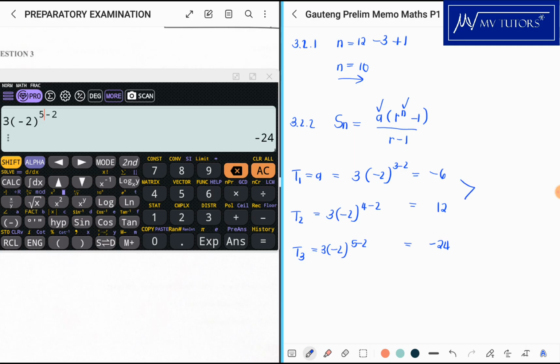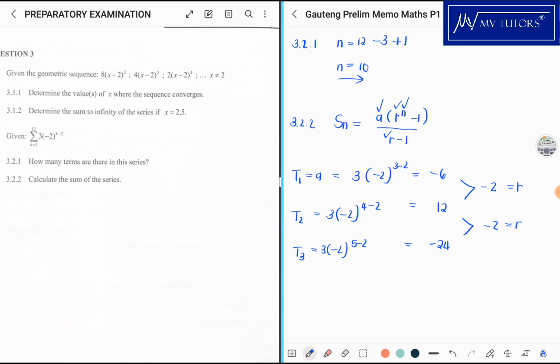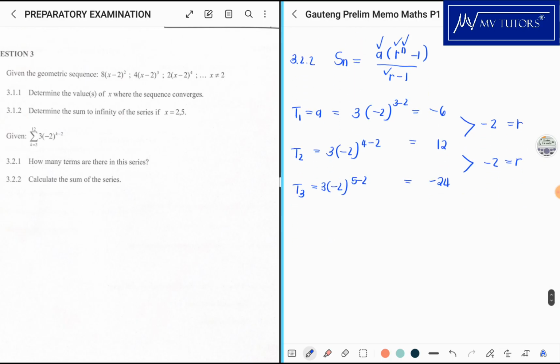Now for me to go from minus 6 to 12, well, 12 divided by 6 is 2, right? And then there's that negative, so I have negative 2. And again, from 12 to 24, I multiply by 2, and then there's that negative. So we now have r. Okay, so we have everything now to actually solve this question. So a, like we said, is minus 6, r is minus 2, n is 10, minus 1, and that's all over r, which is minus 2, minus 1.